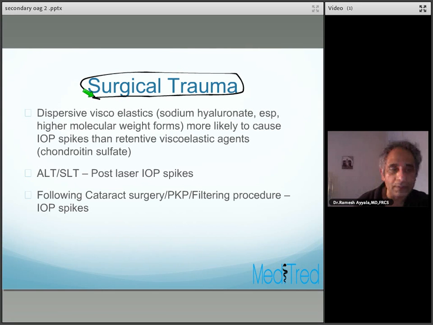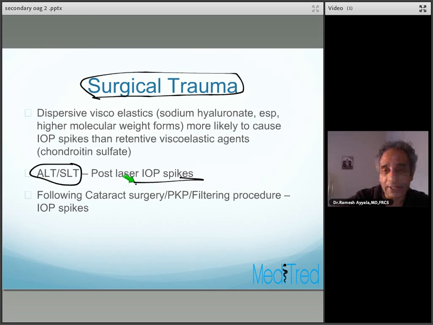ALT and SLT, the laser trabeculoplasties, especially in the presence of pigmentation such as pigmentary glaucoma, too much energy can give rise to post-laser IOP spikes. So it's something that you have to be aware of. You can avoid these IOP spikes with the use of an alpha agonist prior to the laser procedure.